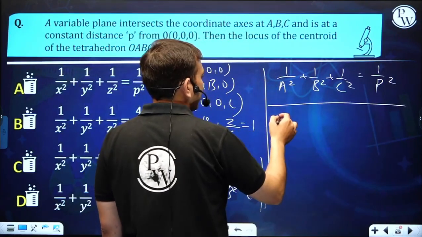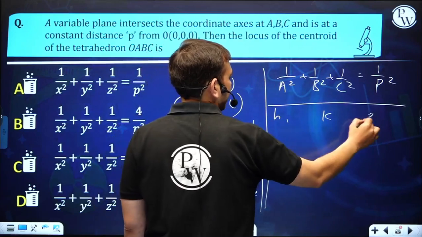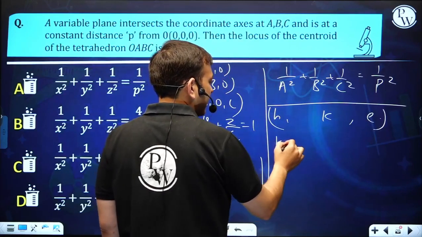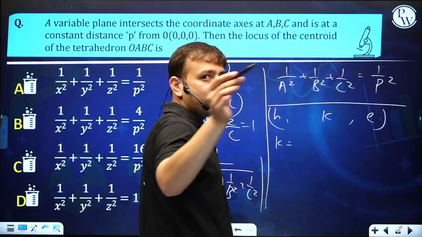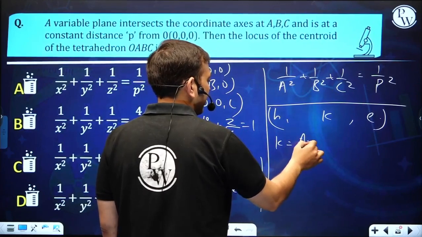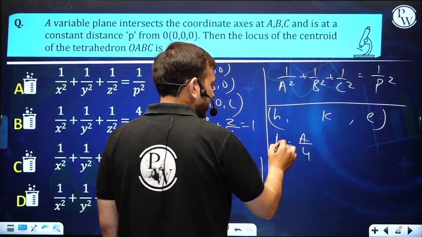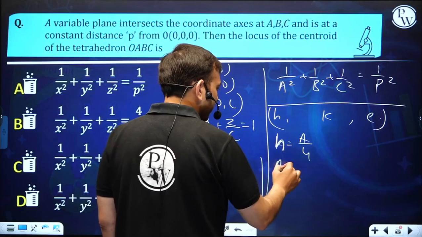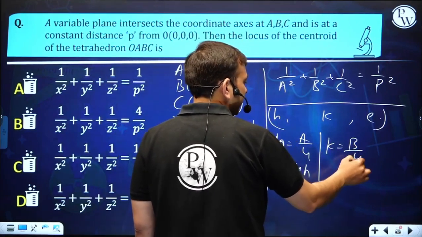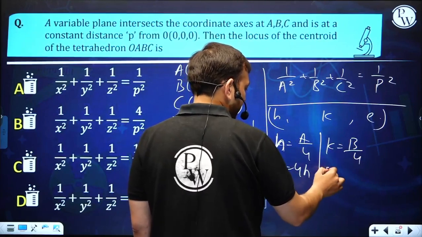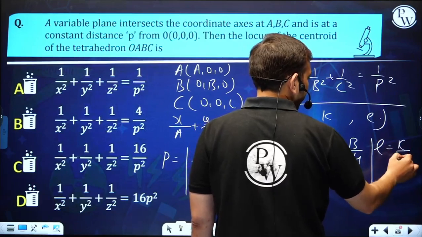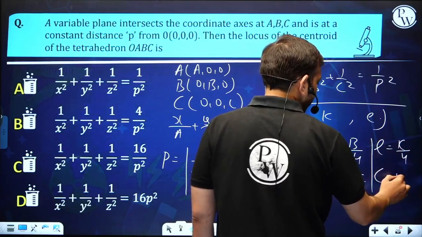So let the centroid of the tetrahedron be (h, k, l). Then h is nothing but (0 + 0 + 0 + a)/4, which means h = a/4, so a = 4h. Similarly, k = b/4 and b = 4k. And l = c/4 and c = 4l.